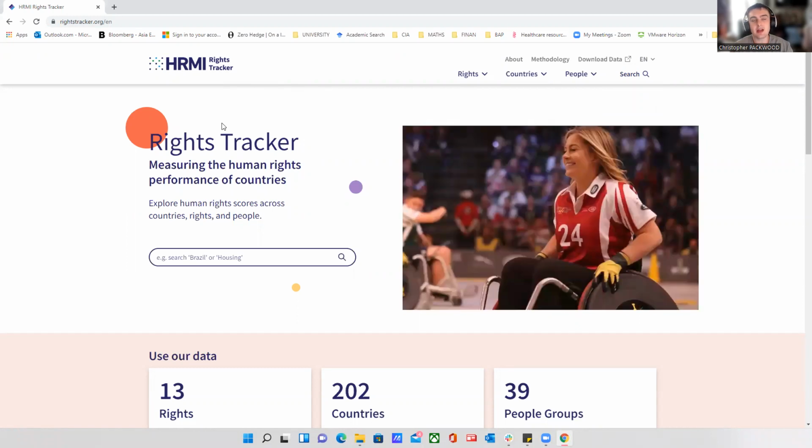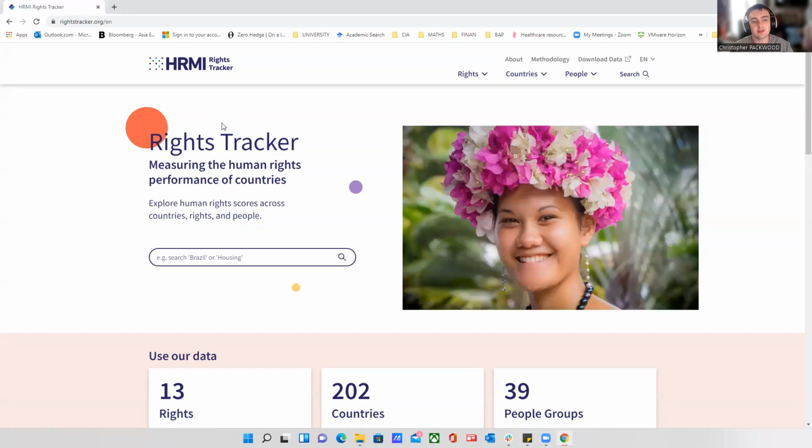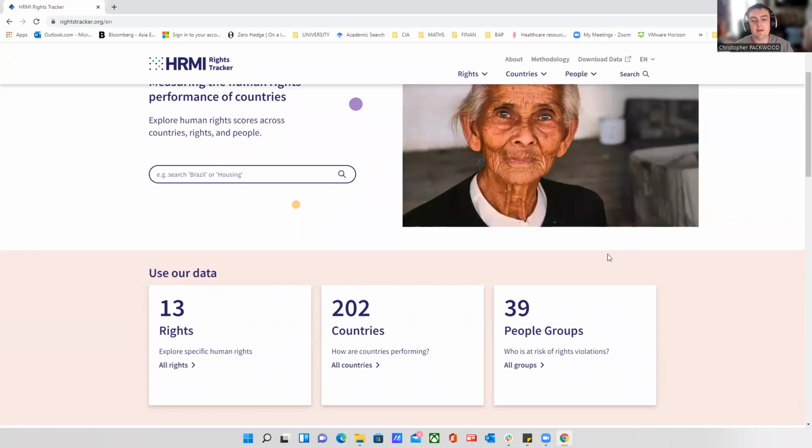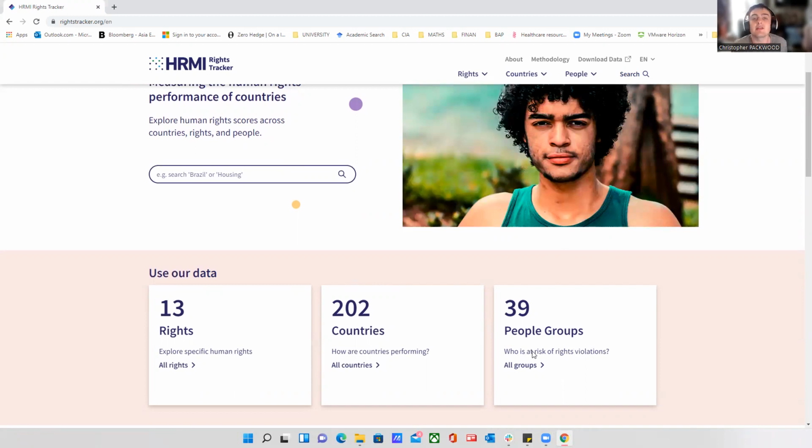Our rights tracker is our main tool for measuring the human rights performances of countries, and we can explore those scores across the rights themselves and people. We currently explore 13 different rights, and we have 39 people groups where we can explore who is at particular risk of rights violations across our 13 rights.